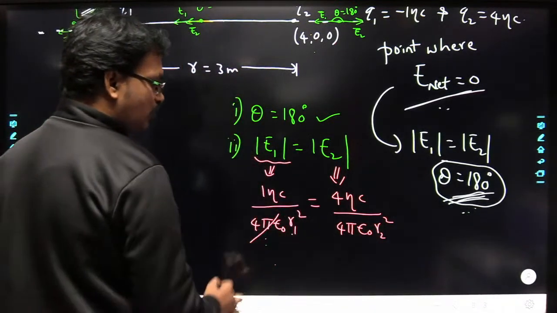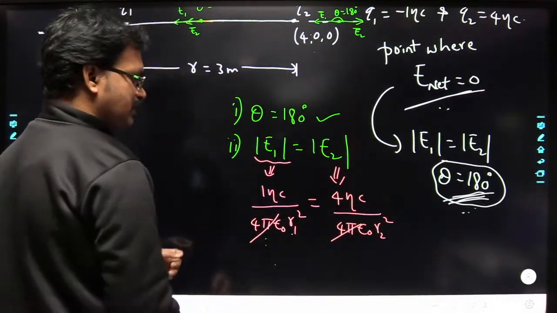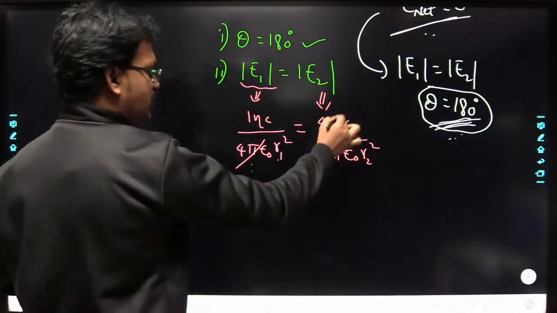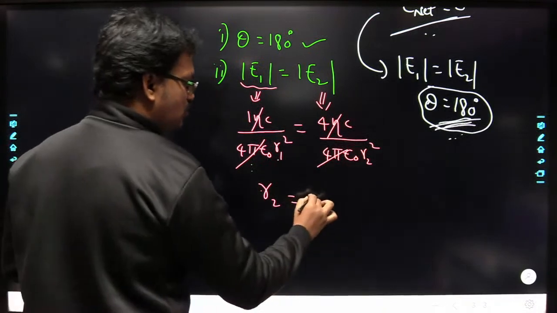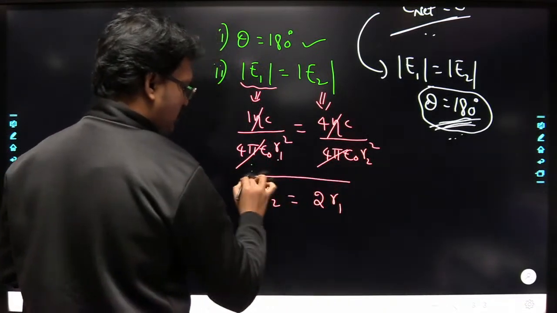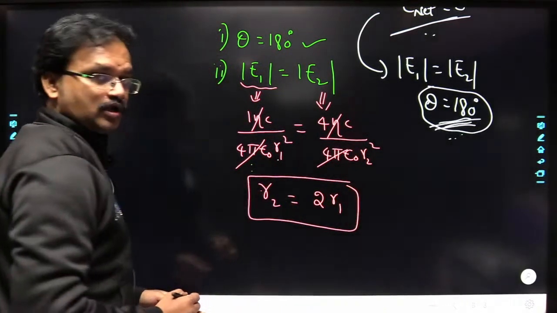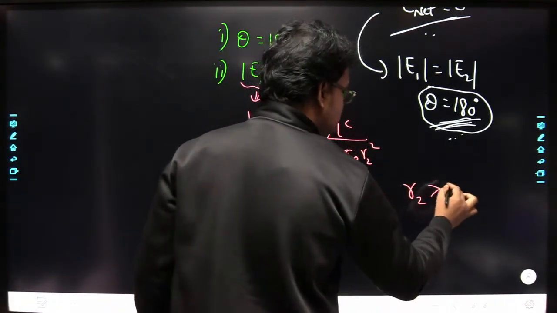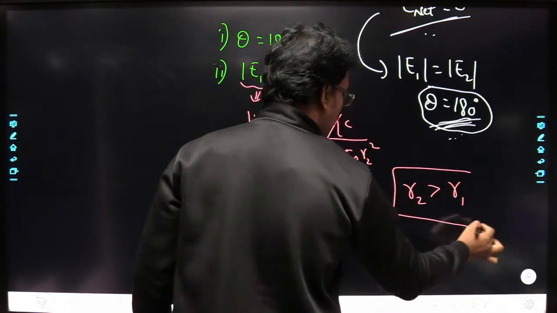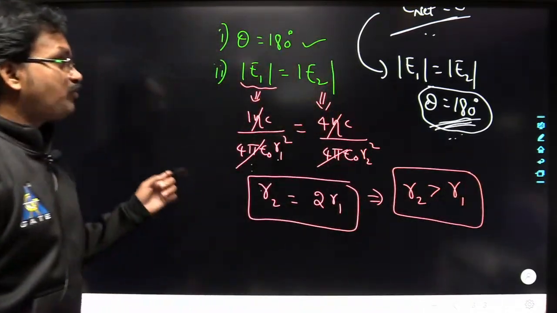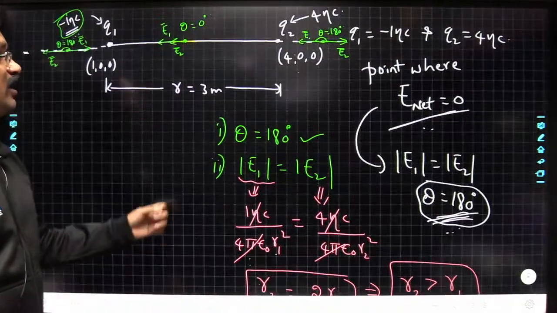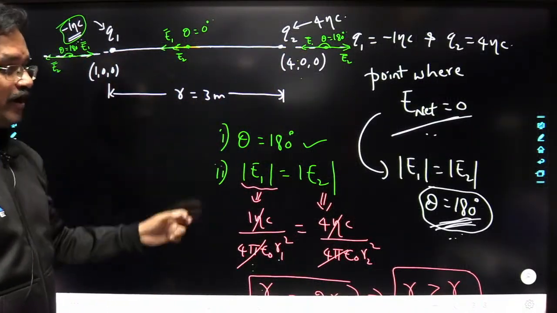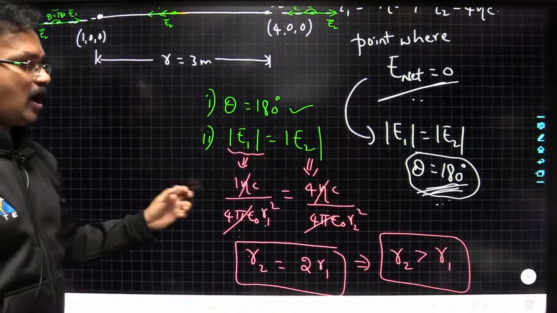Now here 4 pi epsilon naught will get cancelled. So you are going to get R2 is equal to, here nano will get cancelled, you will get 2 R1. R2 is equal to 2 R1. Now from here what you can say is R2 is greater than R1. So that means whatever point you choose, either to the right of Q2 or to the left of Q1, for that point R2 must be what?